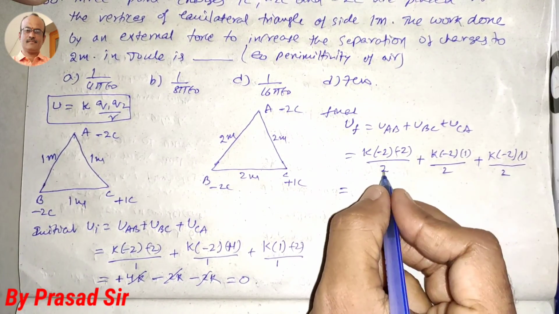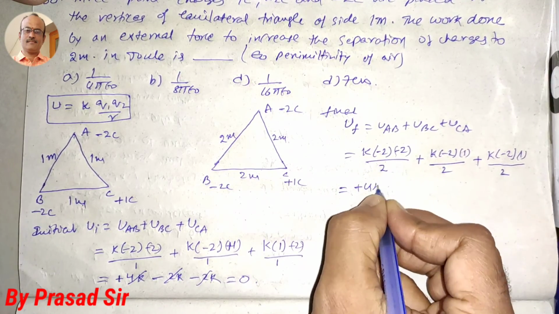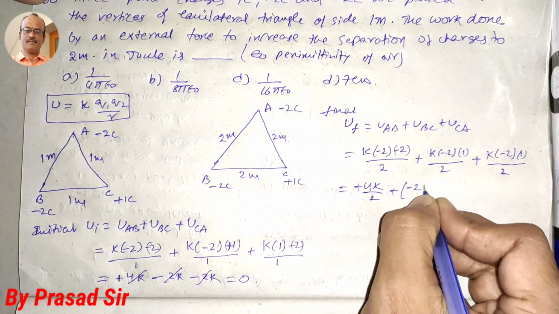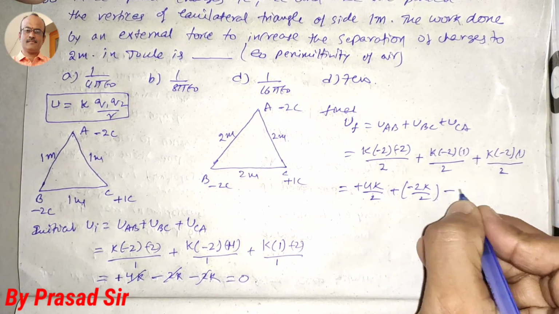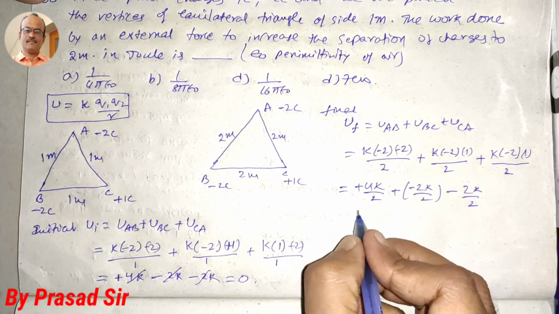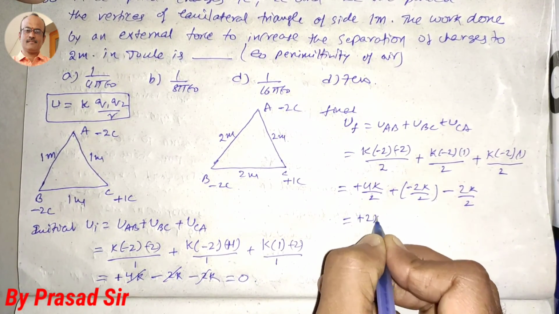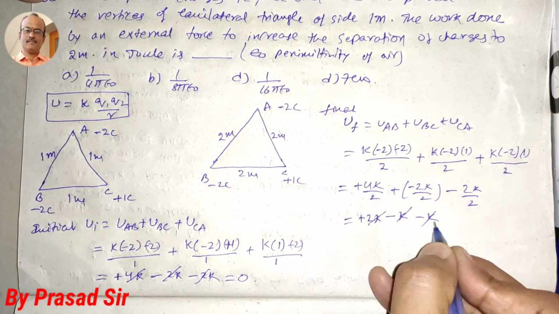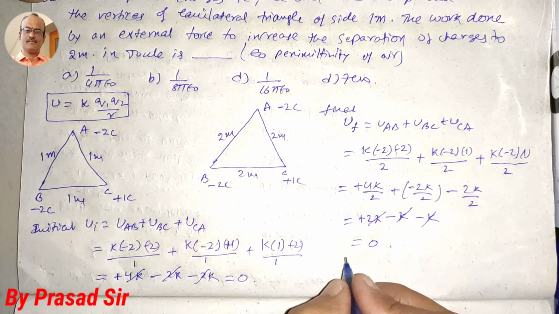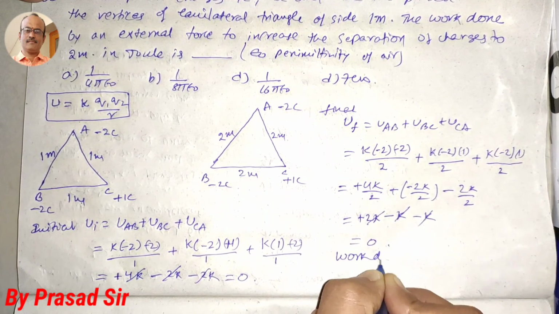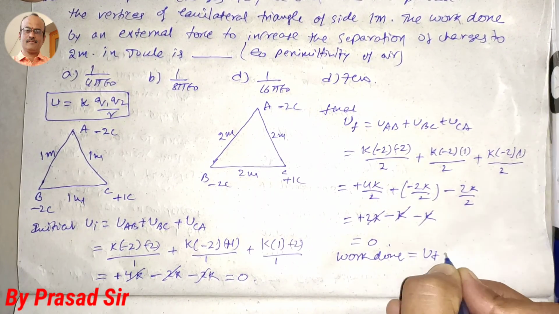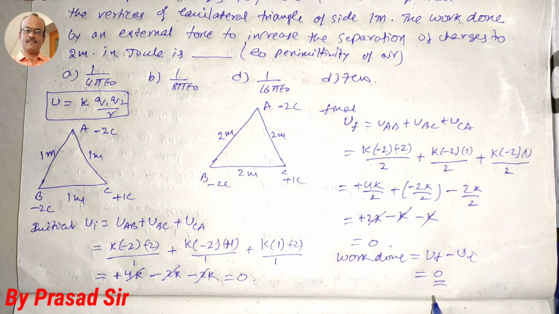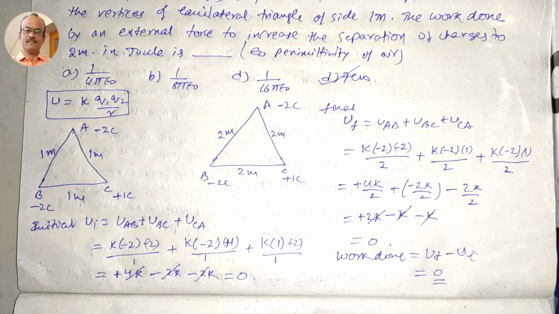So then what happens in this case here? Plus 4K by 2, plus minus 2K by 2, minus 2K by 2. So then what happens here? Plus 2K minus K and minus K. So plus 2K minus 2K. So what is it here? 0. So here work done is required. Work done is equal to U final minus U initial. So what is the answer we are getting here? 0 we are getting. So which option is correct here? Option D is correct.